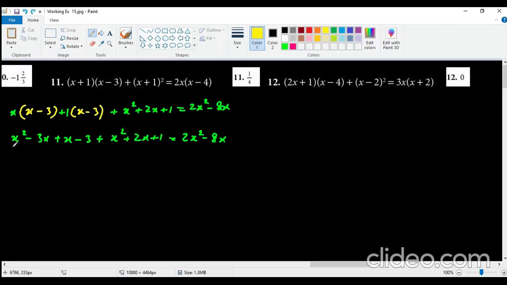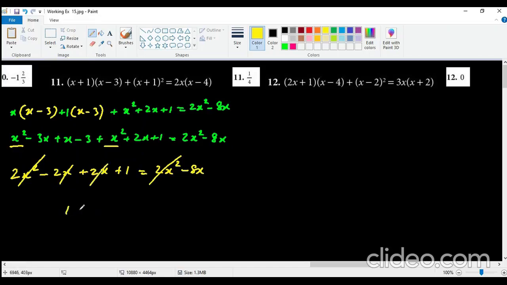So this one and this one I will write first. So 2x square and then minus 3x and plus x is going to be minus 2x and then plus 2x. This one is a plus 2x. I will write once again and then plus 1 equals 2x square minus 8x. Now I can cancel 2x square and 2x square. Now we have minus 2x and plus 2x are also cancelled.